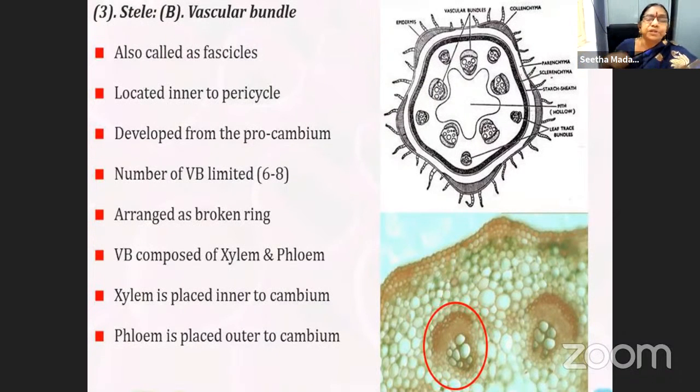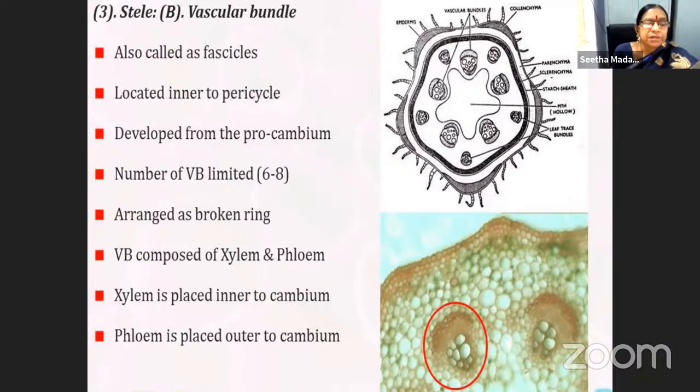So located inner to the pericycle and developed from the procambium. So in between xylem and phloem you find a layer known as cambium. Procambium produces xylem tissue inside and phloem tissue outside, and the number of vascular bundles is limited, so from 6 to 8 bundles are seen. Then they are arranged as a broken ring. Broken ring means here and there you find some interruptions, not in the form of a complete ring.